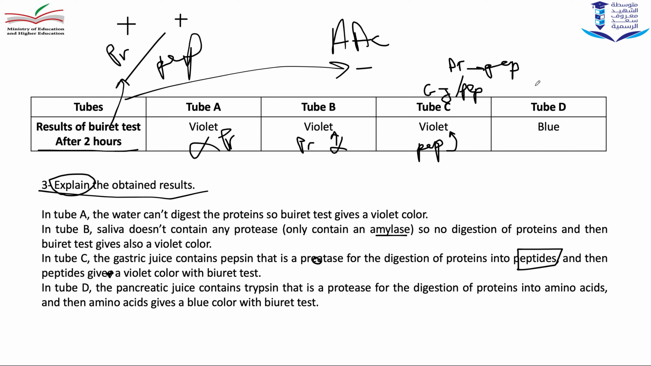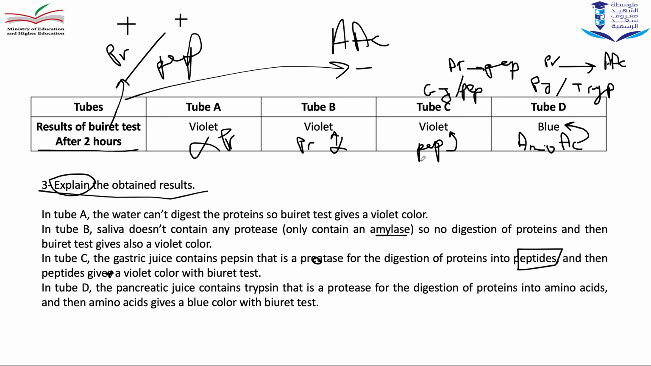Finally, in tube D I have pancreatic juice which contains trypsin. Memorize pepsin and trypsin well here. Trypsin digests protein into amino acids. So here I have no proteins after 2 hours. I have amino acids. So in this case the biuret test will give a blue color.